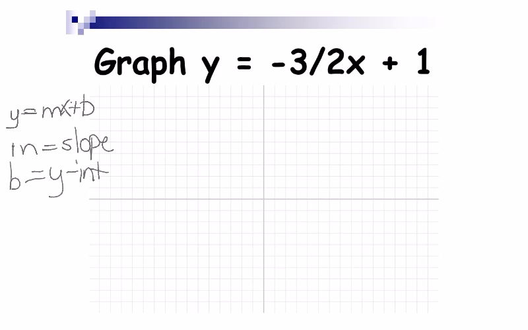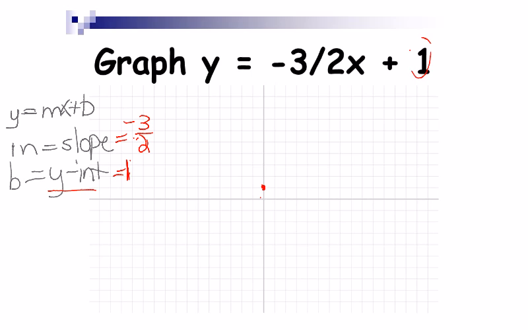Okay, to start graphing our linear equation, we're going to start with the y-intercept. In this case, the y-intercept from the equation that we're doing is 1. And the slope is negative 3/2. Okay, so let's start with 1. We're going to start from 0, 0 and go to 1. That's where we're going to start our line. Remember that this is the y-intercept.